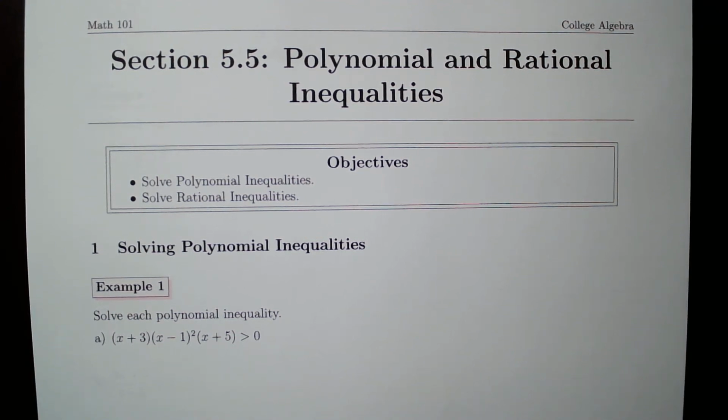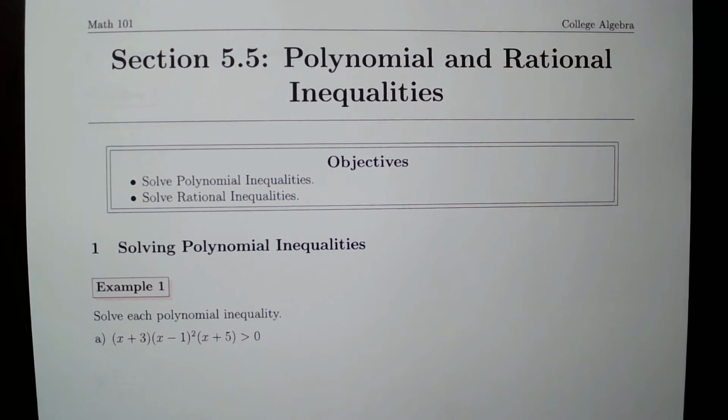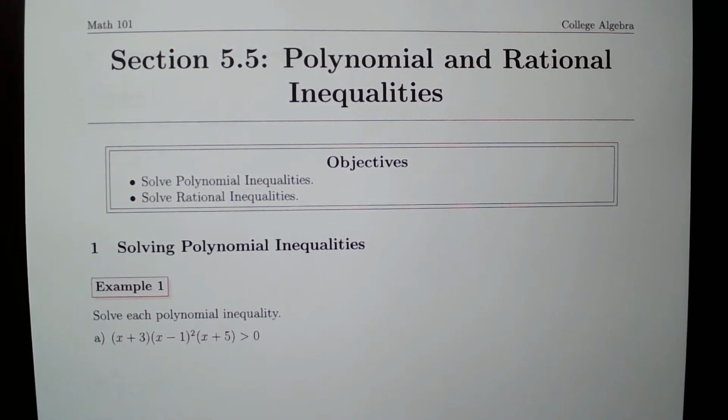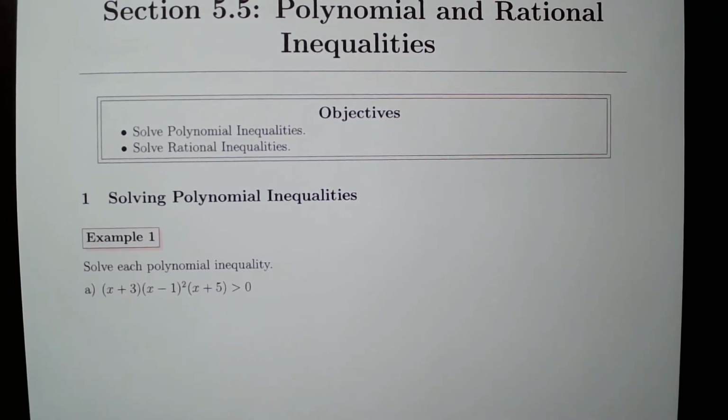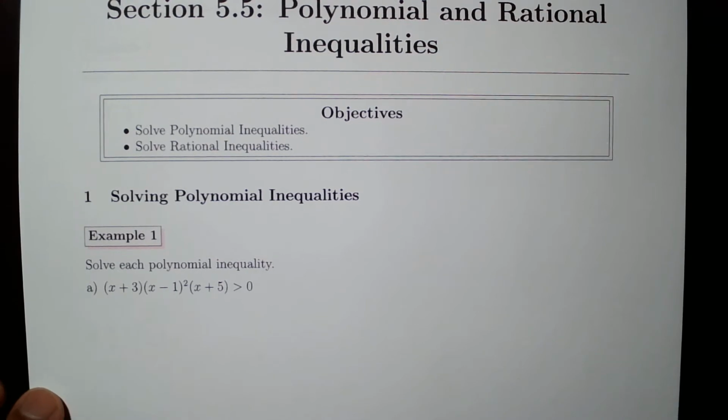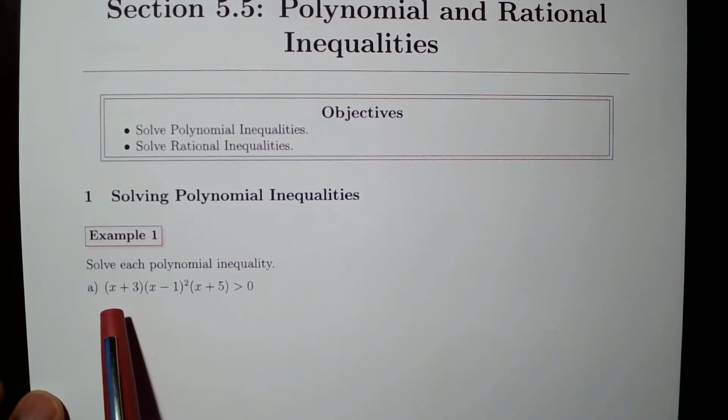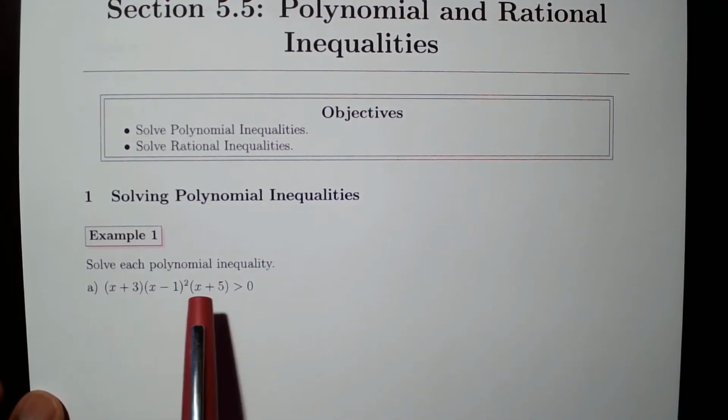Alright, so in this video we go over section 5.5, polynomial and rational inequalities. We have already done a little bit of polynomial inequalities in the previous chapter. However, the scope of that section back then was limited to quadratic inequalities. In this case we are going to extend the same idea to polynomials of degree higher than 2, like in this case we have an inequality of degree 1, 2, 3, and 4.